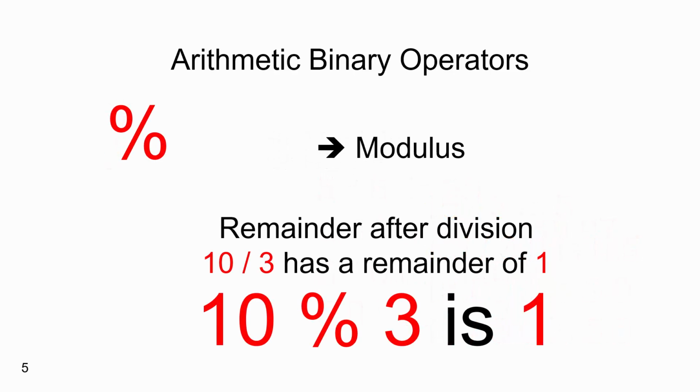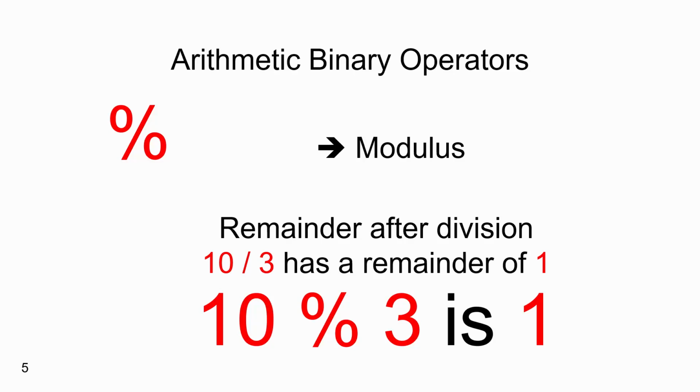The modulus operator is most likely new to you, but the concept is one you already know and relates to division, specifically the remainder after division. In this example, the value 10 divided by 3 has a remainder value of 1, and we express this using the modulus operator and say it like this: 10 mod 3 is 1.